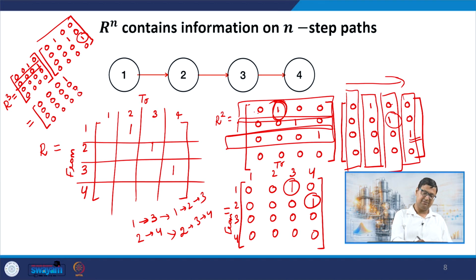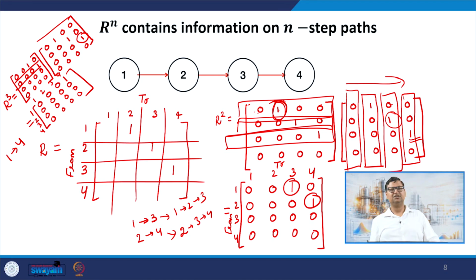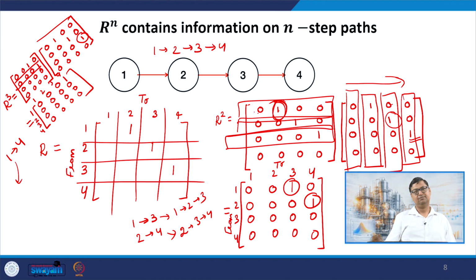So there is a single element that is 1, and that corresponds to, if I label again 1, 2, 3, 4, 1, 2, 3, 4, a three-step path from 1 to 4, which is indeed the case. I can go from 1 to 2, then to 3, then to 4, right? And now you can imagine if I compute R to the power 4, I should get a null matrix containing all zeros because there are no 4-step paths in this particular graph.